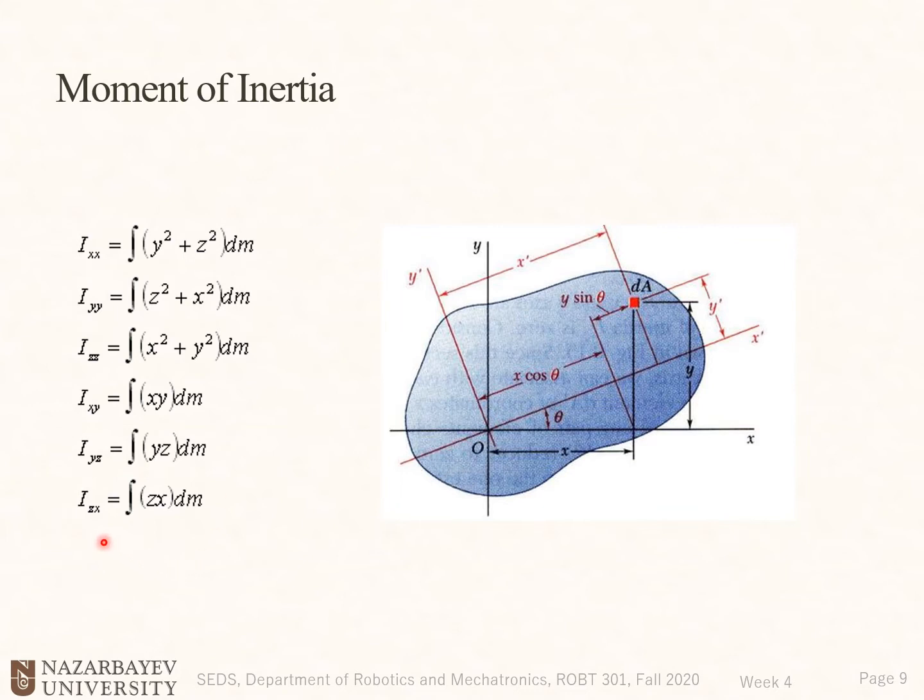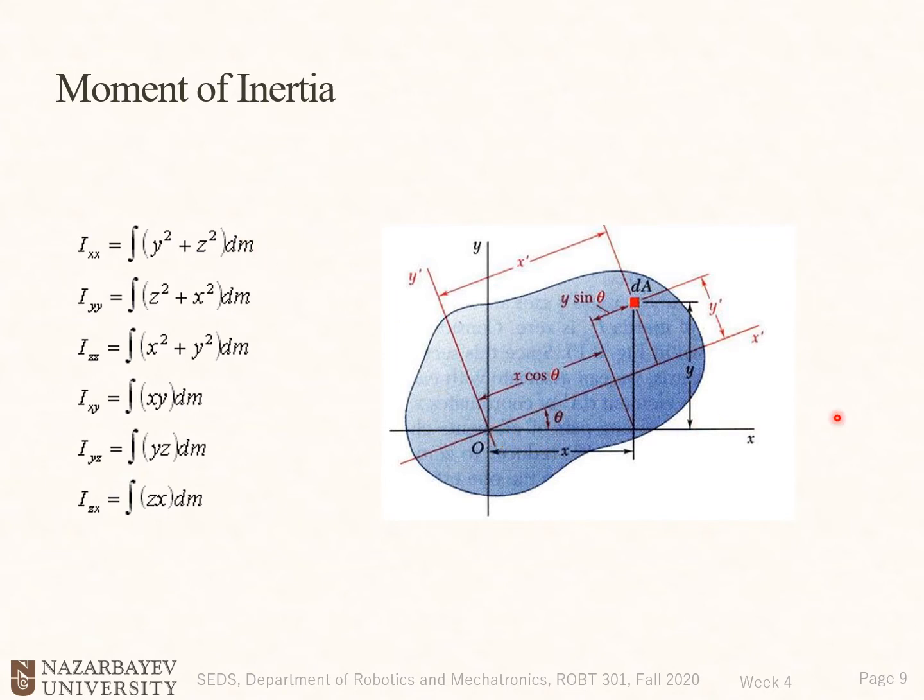On the diagonal of the matrix, we have Ixx, Iyy, and Izz. These are the three elements on the diagonal of the matrix. Off-diagonal components are Ixy, Iyz, and Ixz, and the matrix is a symmetric matrix. So here you see that, for example, Ixx is the integral of y squared plus z squared multiplied by the differential element of mass, dm.